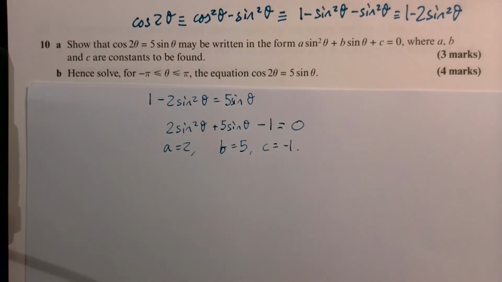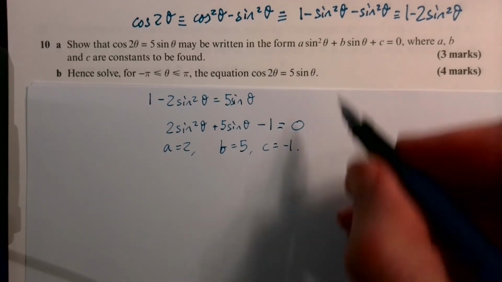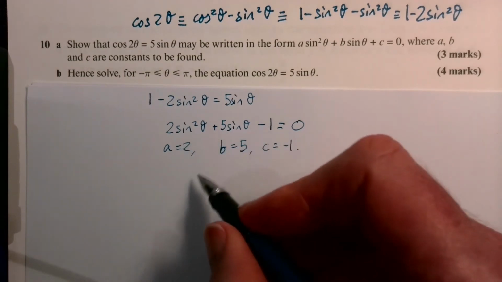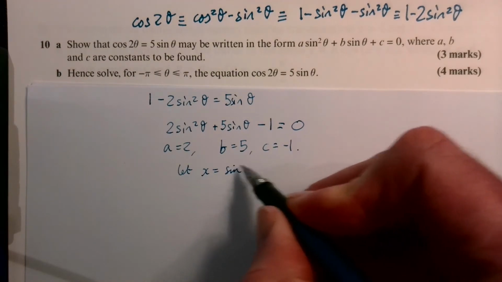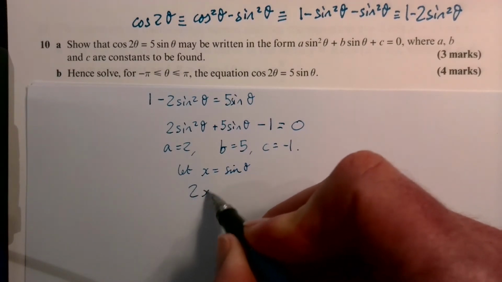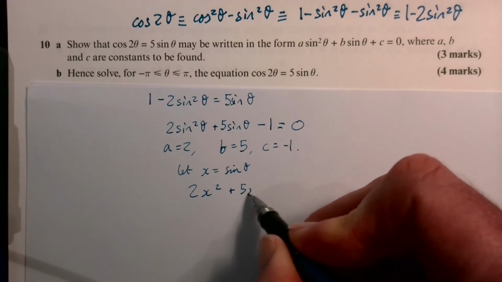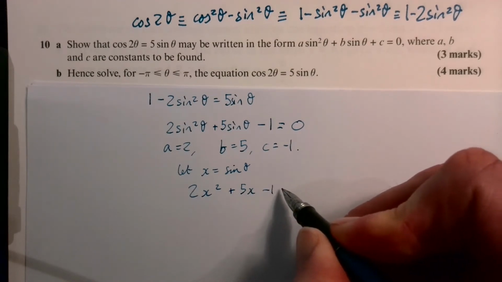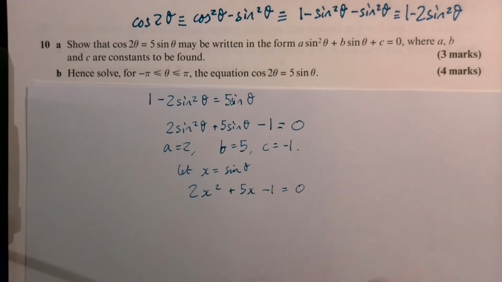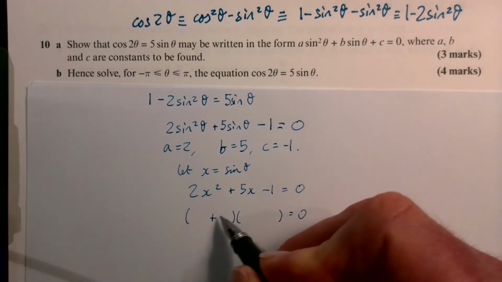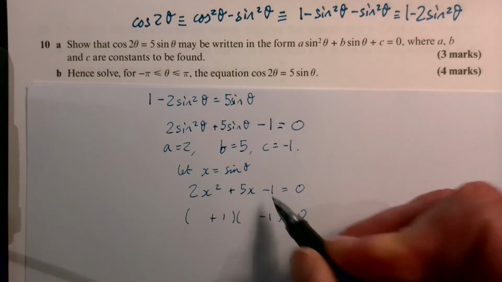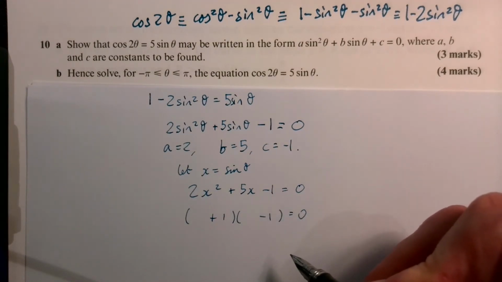And then we're going to use that to solve the equation cos 2 theta equals 5 sine theta. So the value of theta that would do that. So if we let x equal sine theta, we can say we've got 2x squared plus 5x take 1 is equal to 0. When it comes to having a crack at factorising that, it should be a plus 1 take 1, because 1 times negative 1 is going to give us that.